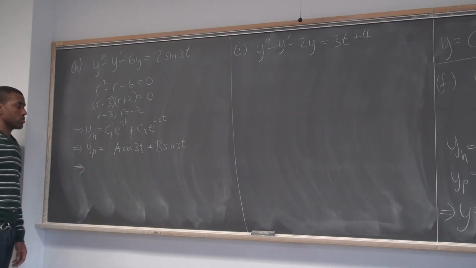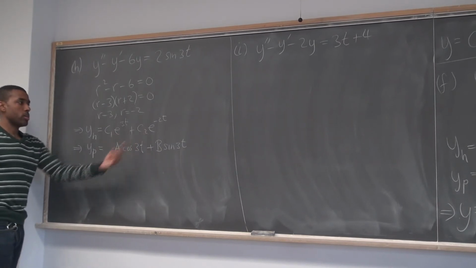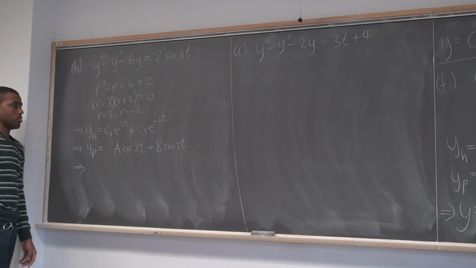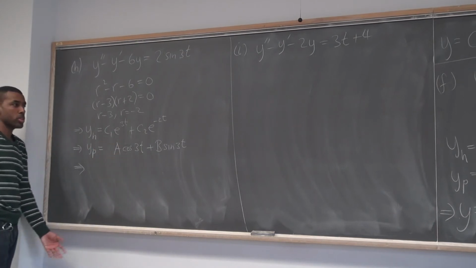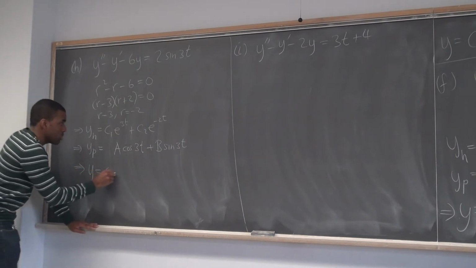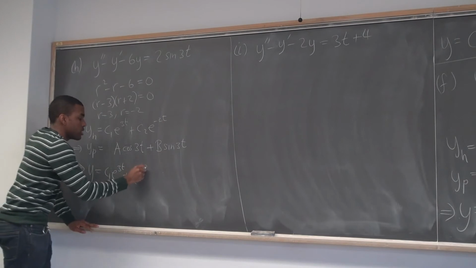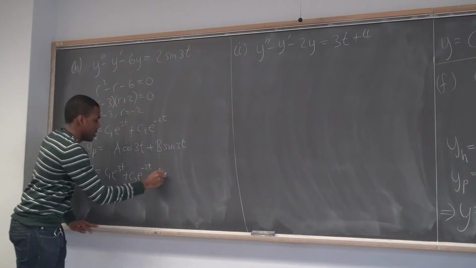Isn't that similar to sine 3t? Does any term here look like any term there? No, these are exponentials. Those are trig functions. They're totally different. I don't have to multiply by anything. That's good enough. Y would equal C1 e to the 3t plus C2 e to the minus 2t plus A cosine 3t plus B sine 3t.